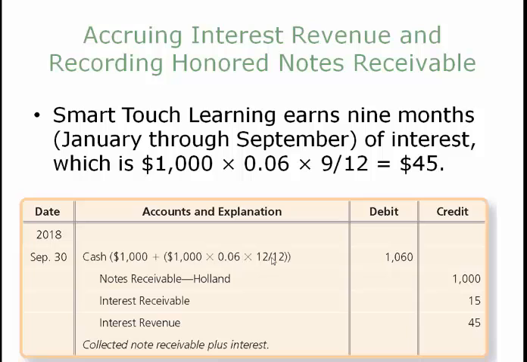So each one of these impacts your numbers and how you look at stuff, etc. But what we've done now is it says that this company got its money back at maturity from the borrower or the creditor.